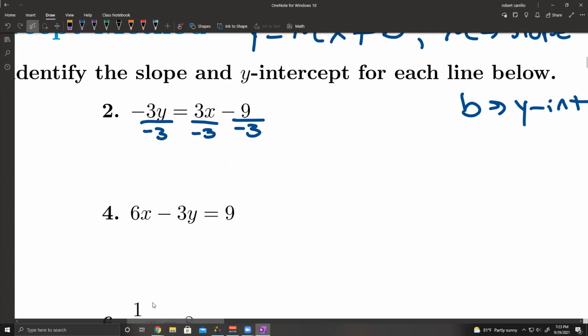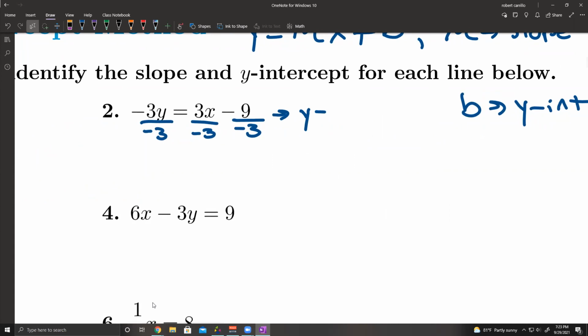When I do that, we get y equals, and 3 over negative 3 becomes what? Negative 1. Good. So you get negative 1x. And negative 9 over negative 3 becomes positive 3. There's our slope-intercept form. Now, what is my slope? Negative 1. What is my y-intercept? 3. That's it, guys.